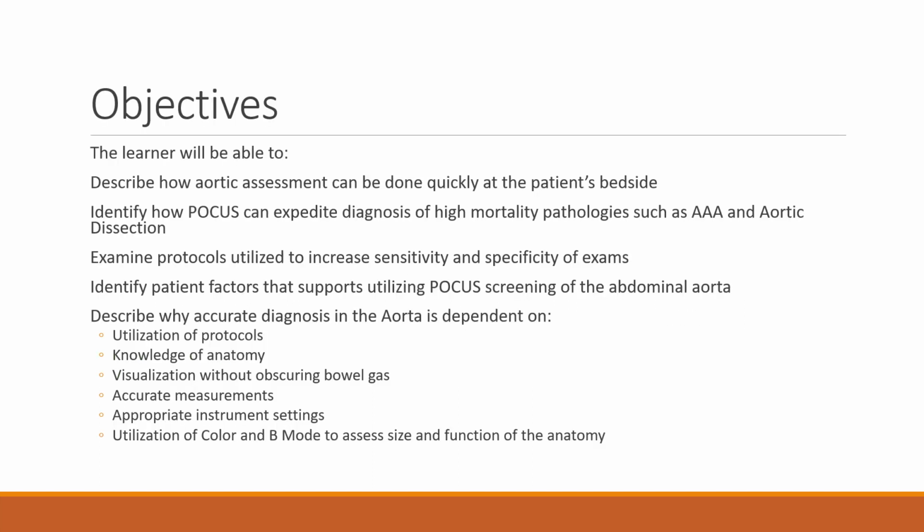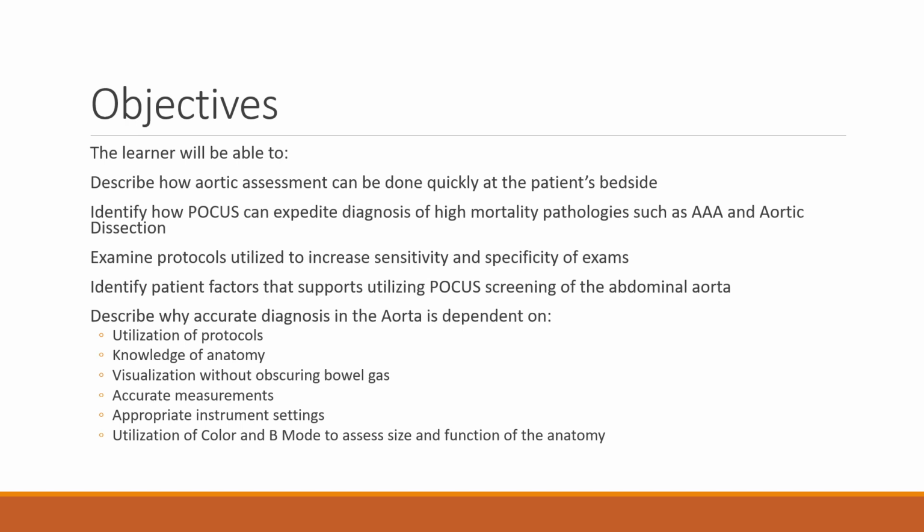Okay, so the objectives for today: we want the learner to be able to describe how the aortic assessment can be done quickly and at the patient's bedside. Also, look to identify how POCUS can expedite the diagnosis of high mortality pathologies such as AAA and aortic dissection. We're also going to examine how protocols are utilized to increase sensitivity and specificity of exams, and identify patient factors that support the utilization of POCUS as a screening tool for the abdominal aorta.